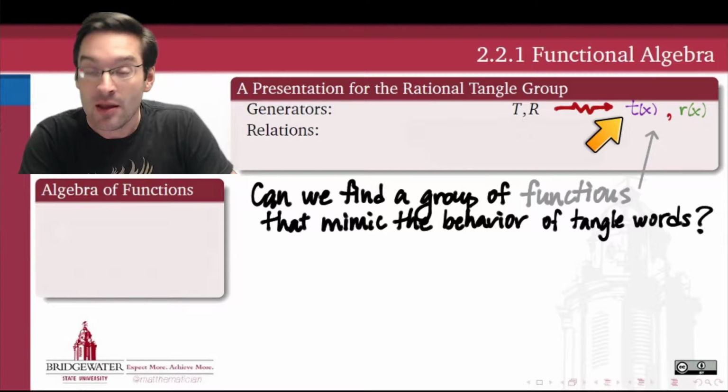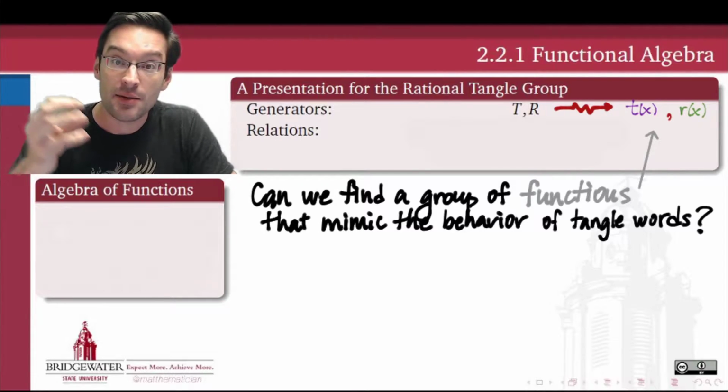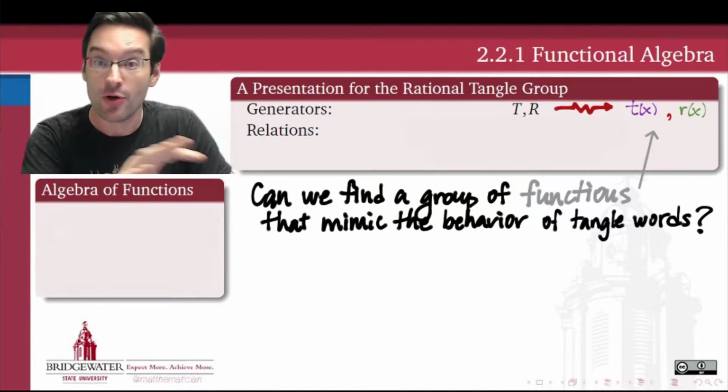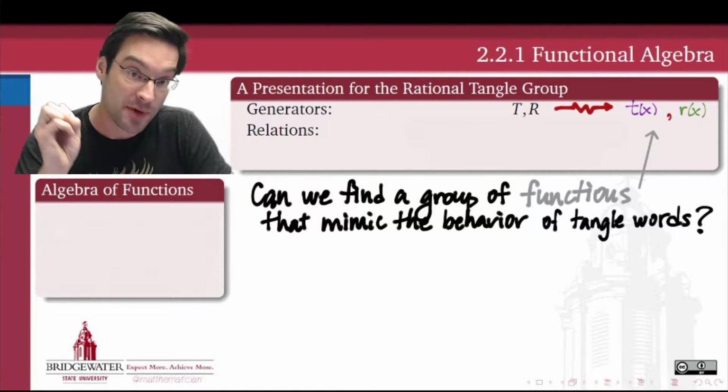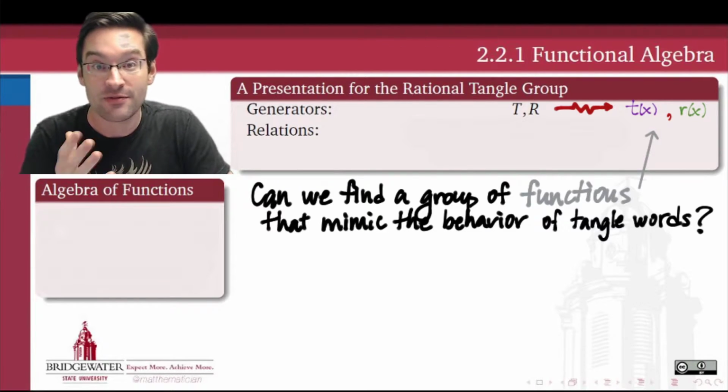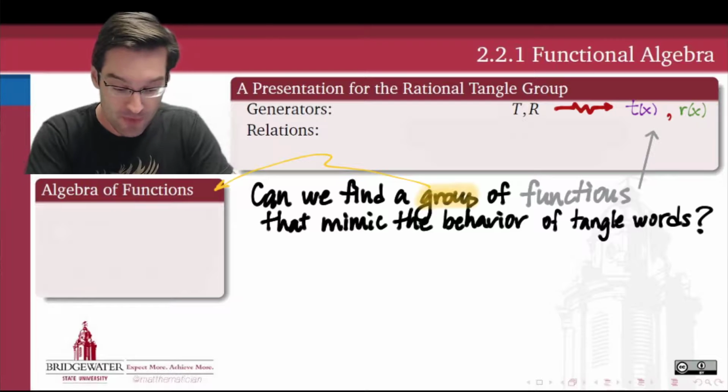And for us today, these are going to be functions which take an input, have a domain of rational numbers, and which give us an output, have a codomain, also of rational numbers. So we feed these functions a rational number, they spit out a rational number in return. So those are the kinds of functions we're going to be working with.